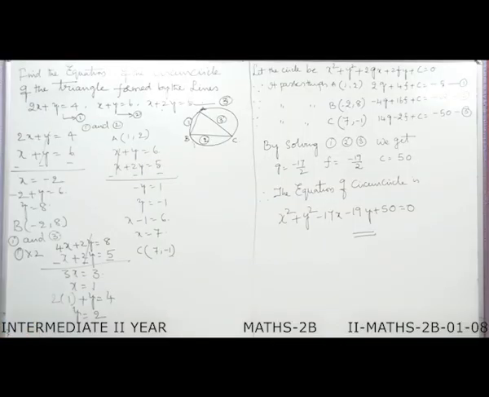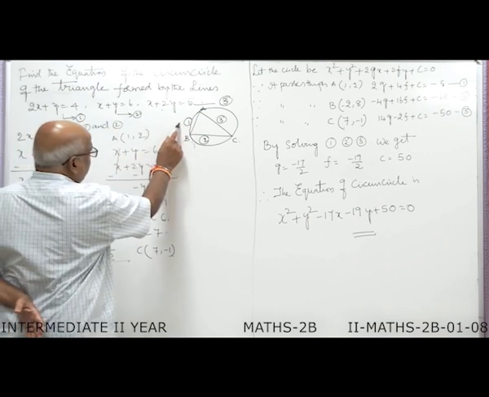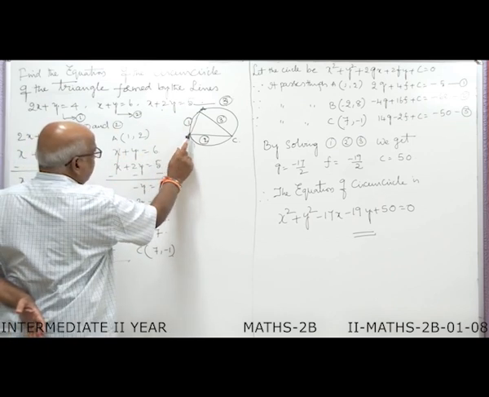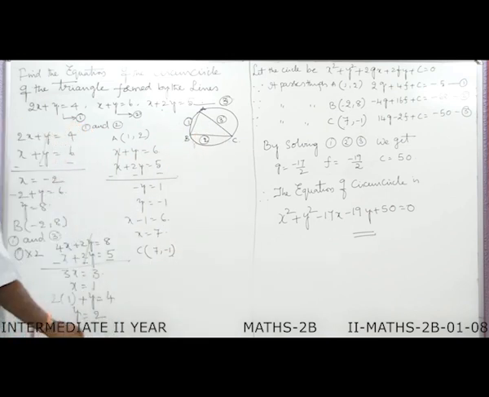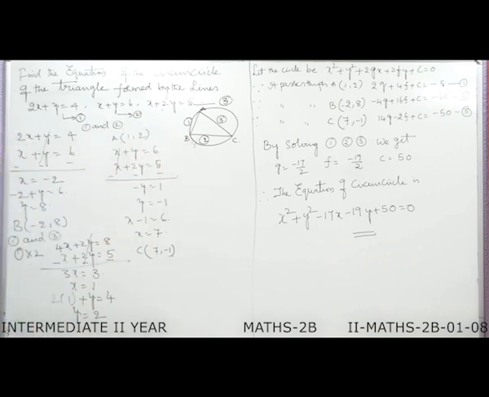The equation of circumcircle of the triangle formed by the lines 2x plus y equal to 4, x plus y equal to 6 and x plus 2y equal to 5. This is the triangle. 1, 2, 3 equations are represented by AB, BC, AC. By solving 1 and 2 first, we will get B coordinates as minus 2, 8.